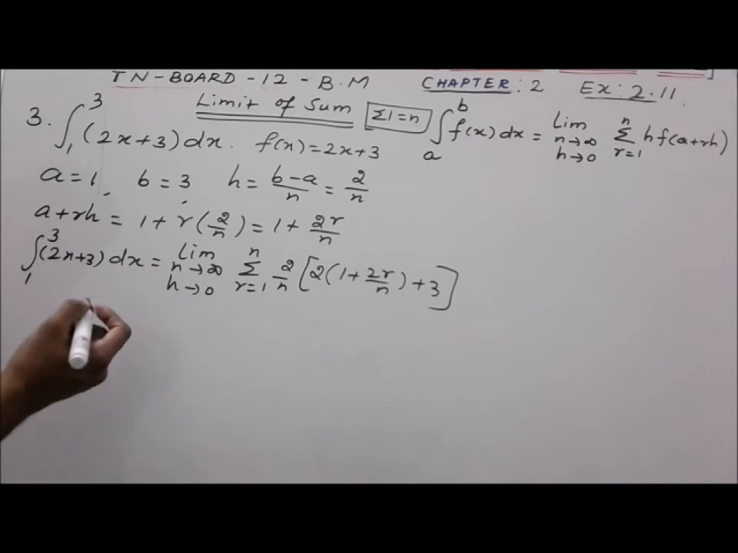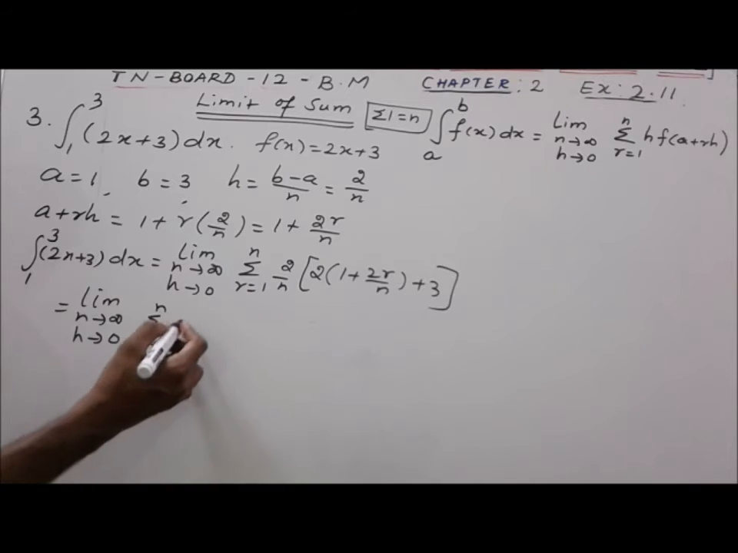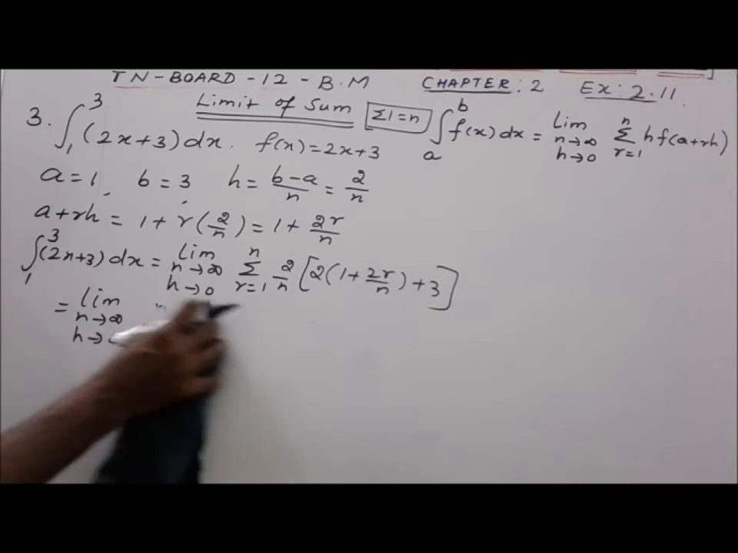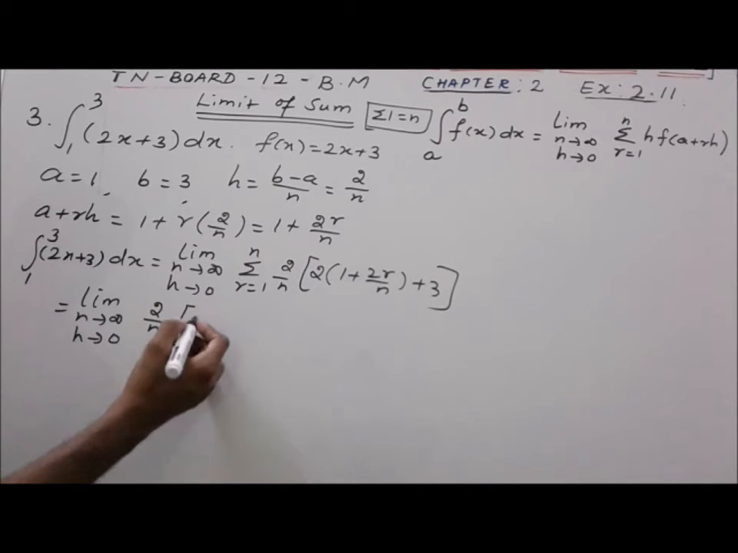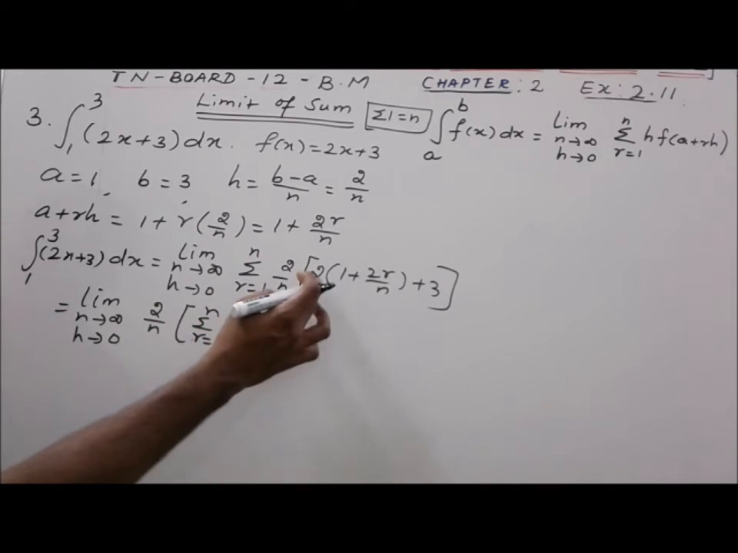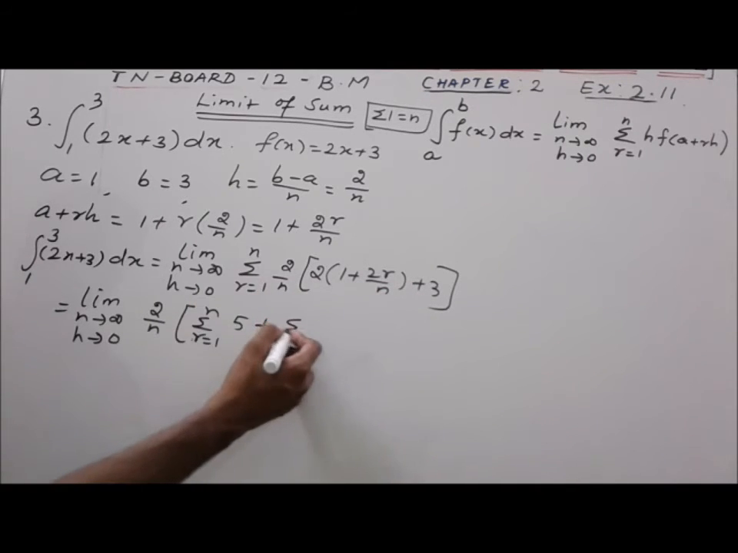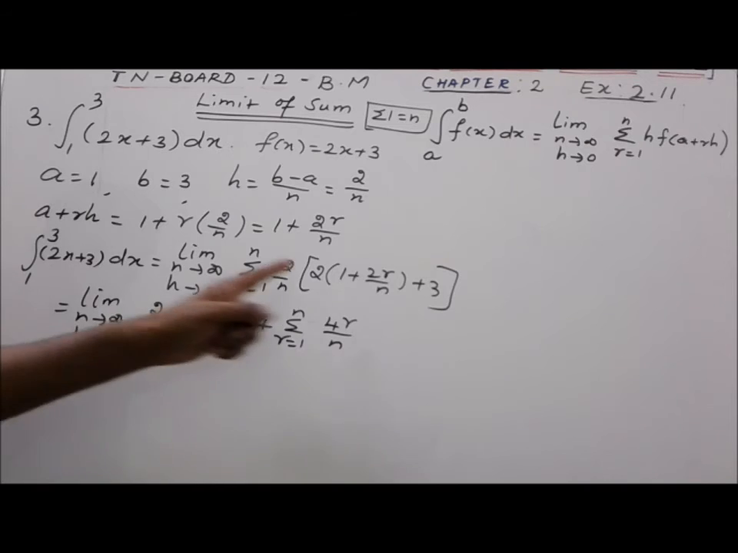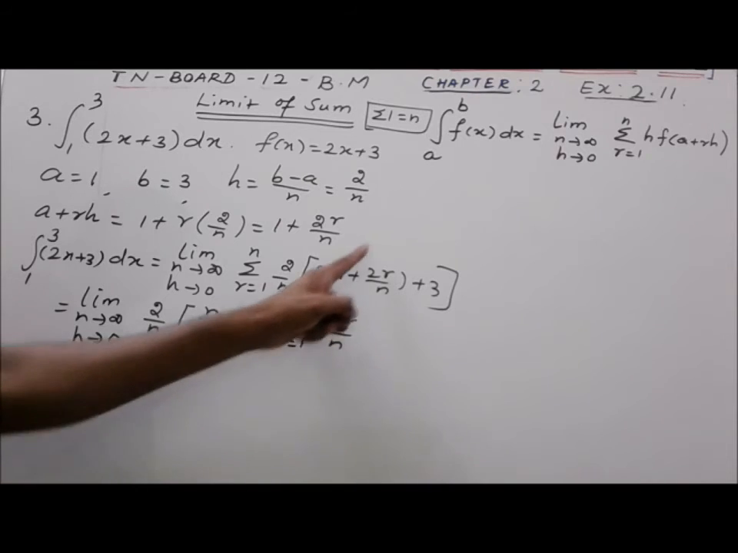Now simplifying this, we get the limit as n tends to infinity, h tends to 0, of the sum from r = 1 to n of 2/n, taking 2/n out, and then multiplying inside the bracket: the sum from r = 1 to n of (2 + 3), which is 5, plus the sum from r = 1 to n of 4r/n. Multiplying 2 inside, we get 2 + 4r/n, and 2 + 3 becomes 5, and 4r/n I have written here.